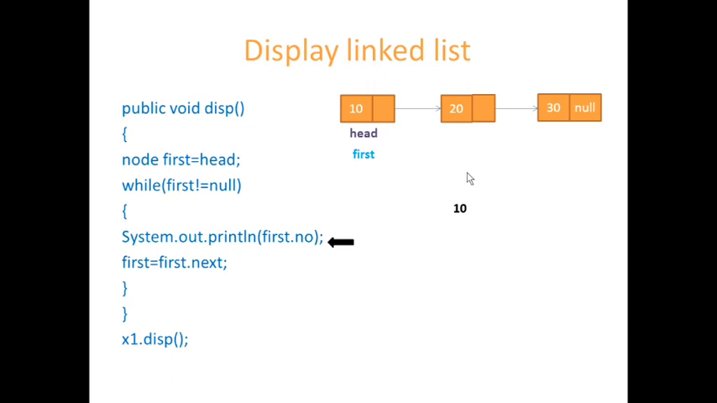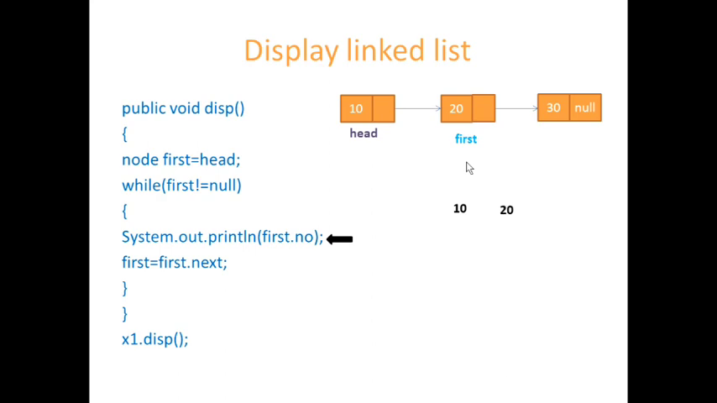Now I should go to the next node. So first.next should be made first. That means the very next node connected to this first node has to be made the first node. So I am traveling from one node to another. When I make first = first.next, you can see the first node moves to the second node. First is actually just a logical name. It is now representing the second node. Again first verifies whether it is null. Since this node is not null, I enter the loop once again, and first.number gives me the value 20, because it is pointing to the second node.